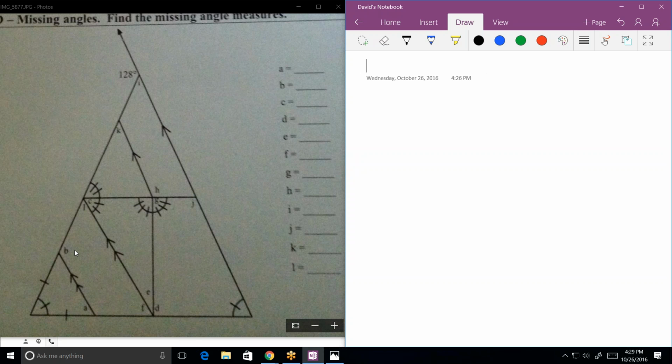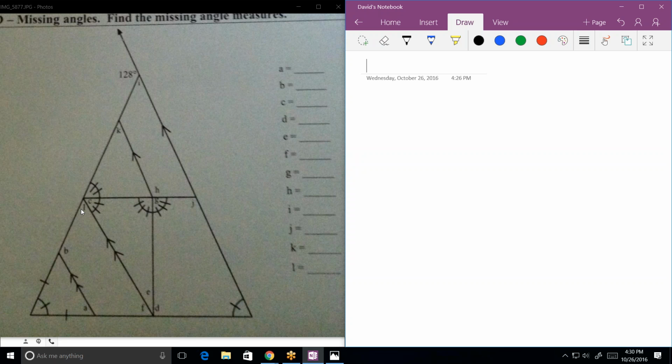So what was B again? 122. So that's half of 122. That's 61 is C. Oh, why are there two C's? Oh, this must be an E down here. Okay, so C is 61. This angle is 61. What is L as long as we're on it right now? 58. Yeah, because I think we got 61, 61, which is 122, and that one's 58.